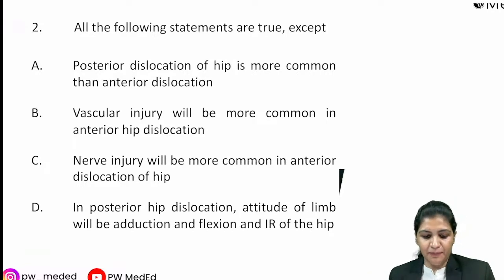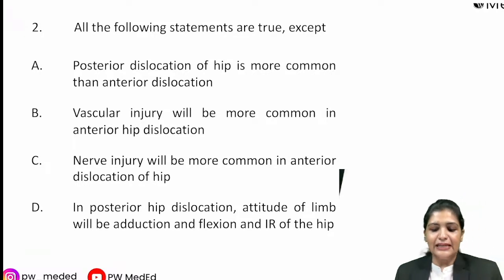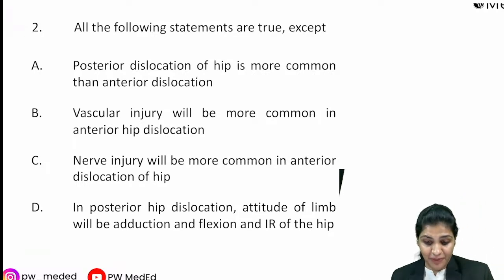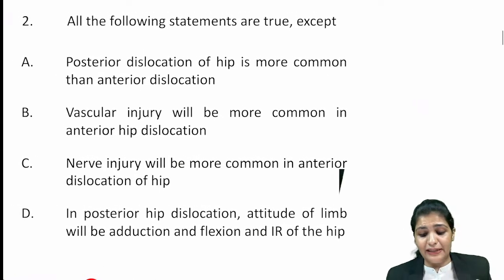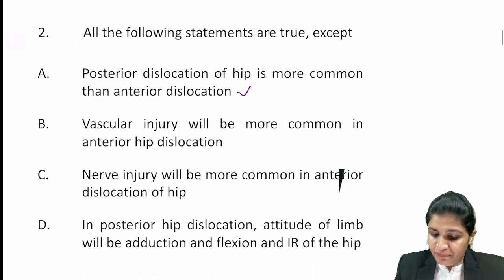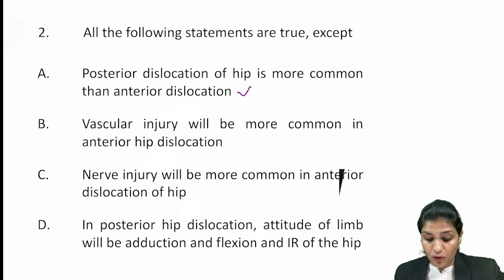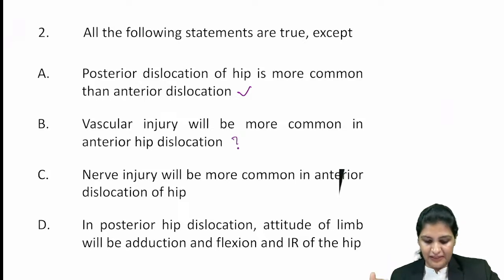Now the second question. This is about dislocation of the hip. Let's find out the statements here, and let's tell which is the false one, right? All the following statements are true except, is the question. So in this, posterior dislocation of hip is more common than anterior dislocation. Yes, posterior dislocation is more common, correct. And then vascular injury will be more common in anterior hip dislocation. Yes, let this question be aside.